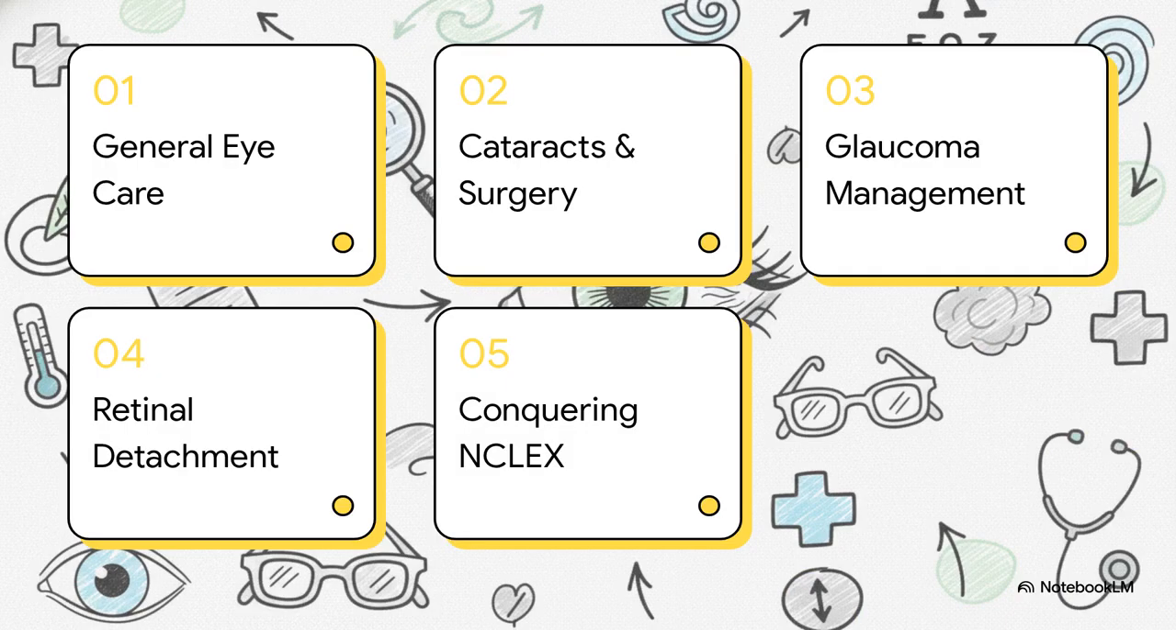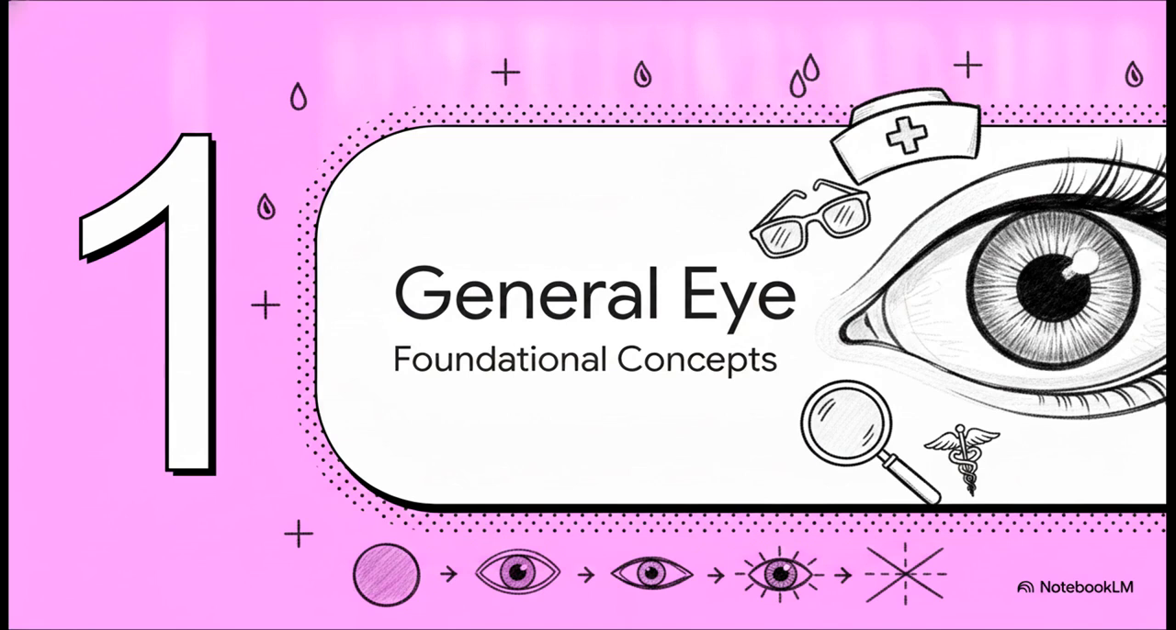Okay, let's dive into this and map out our 20 points across 5 distinct sections. We'll hit general eye care essentials, cataracts and surgical care, glaucoma management and pharmacology, retinal detachment and emergencies, and finally, we'll put it all together by conquering actual NCLEX-style questions. Starting off with Section 1, General Eye Care Essentials.